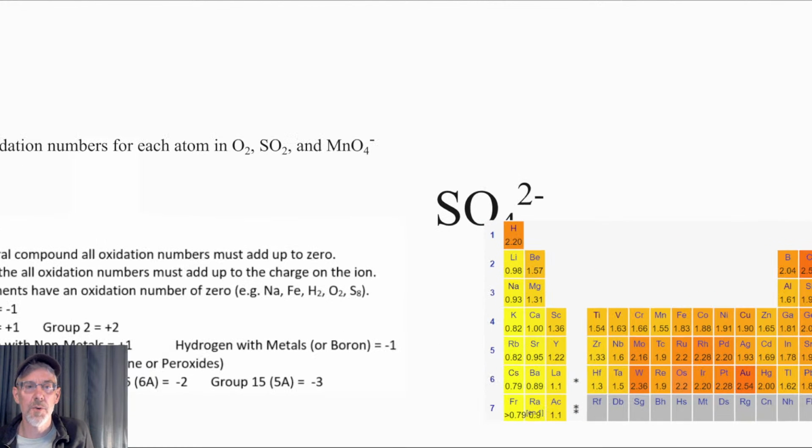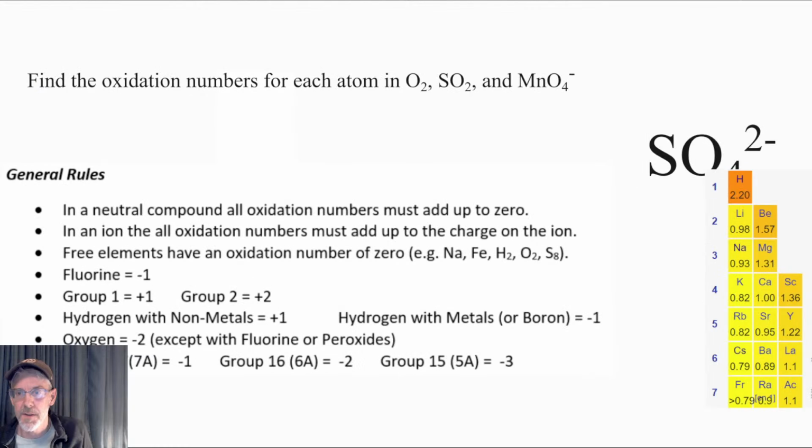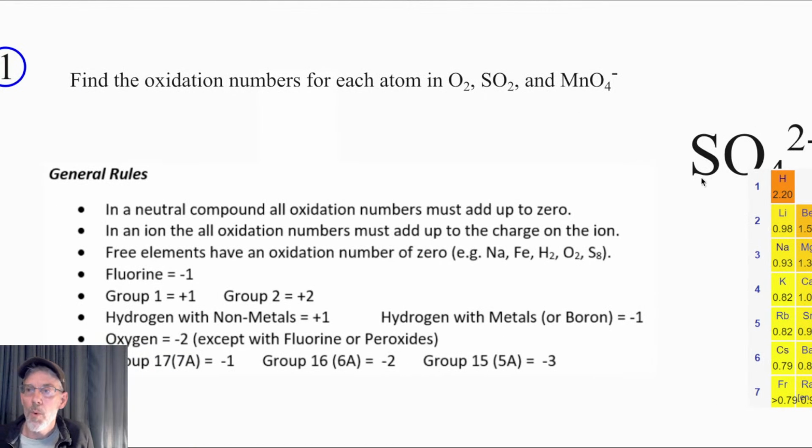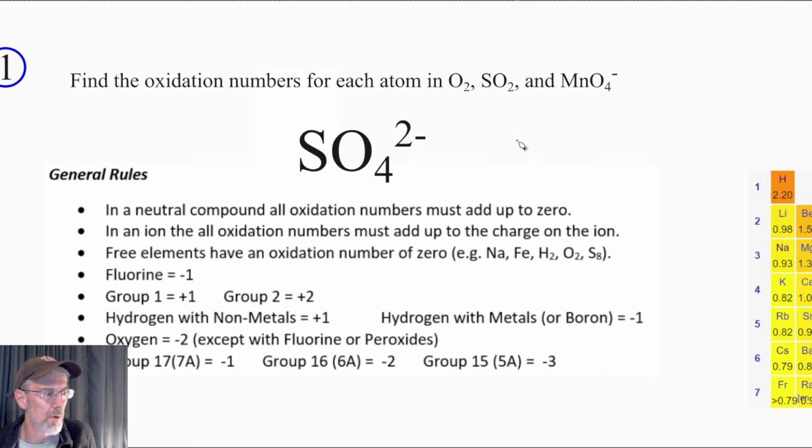I'm going to show you how to do one, and then you can do them. Let me make it a little bigger here so you can see it. So when we're looking at redox reactions, the first thing you've got to do is find the oxidation numbers. If you can't do that, then it's kind of all over.